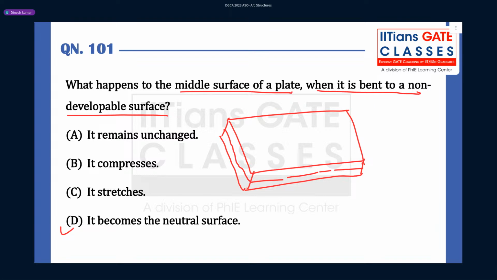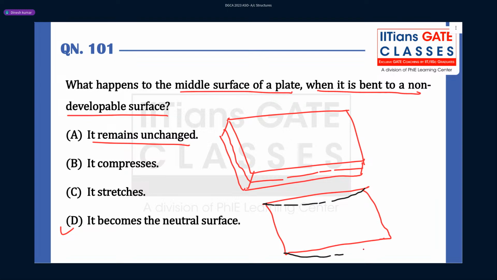But what option A says, because some people answered option A, is not correct: it remains unchanged. Remain unchanged means there is no change in curvature. But what happened? This is the original. But when the plate is bending, this neutral surface will also bend. But the strain along this mid surface will be 0, so it behaves like a neutral surface. So answer D is correct.